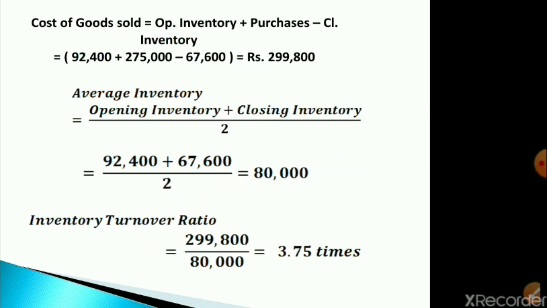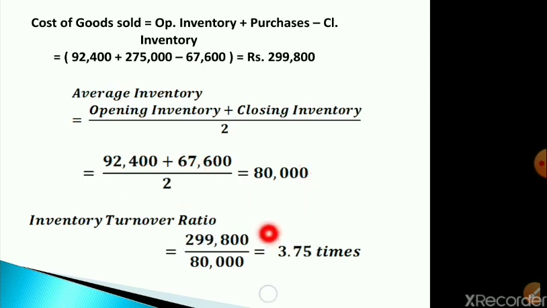Now we can find out the cost of goods sold from the given first three components, that is opening inventory plus purchase minus closing inventory. So opening inventory is 92,400, purchases 2,75,000 minus closing inventory 67,600. This will give us 2,99,800 as cost of goods sold. Next, average inventory is equal to opening inventory plus closing inventory divided by 2. So opening inventory is 92,400 plus closing inventory is 67,600 divided by 2, which is 80,000.